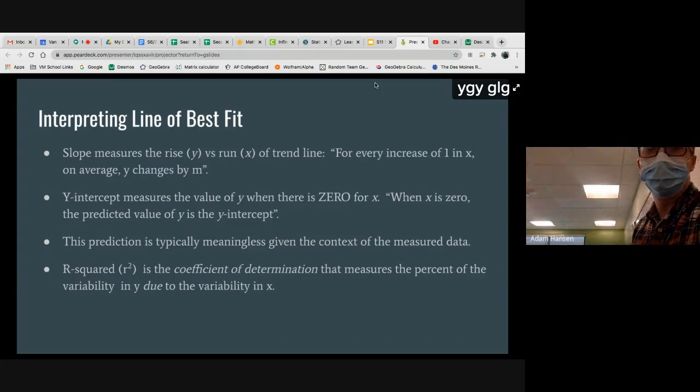We're going to interpret slope, y-intercept, and calculate our r squared value to determine how good of a fit the line is for our data. The closer r squared is to 100%, the better the fit. The closer r squared is to 0%, the less good the fit.